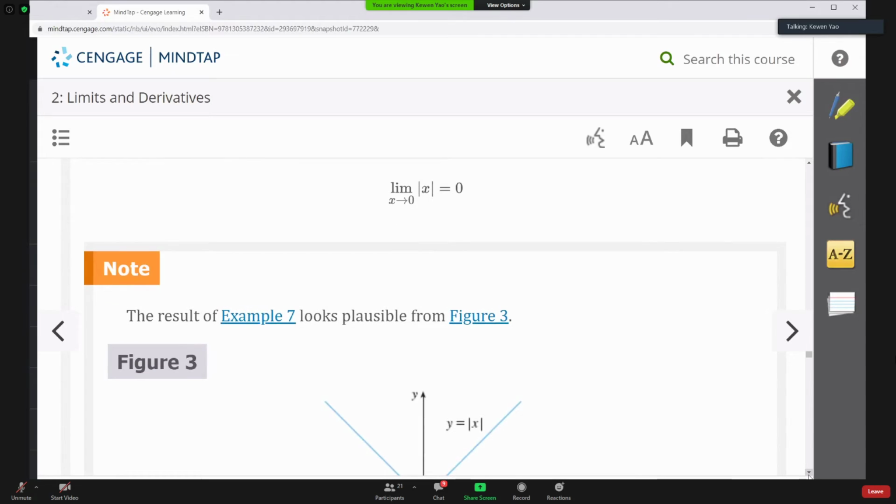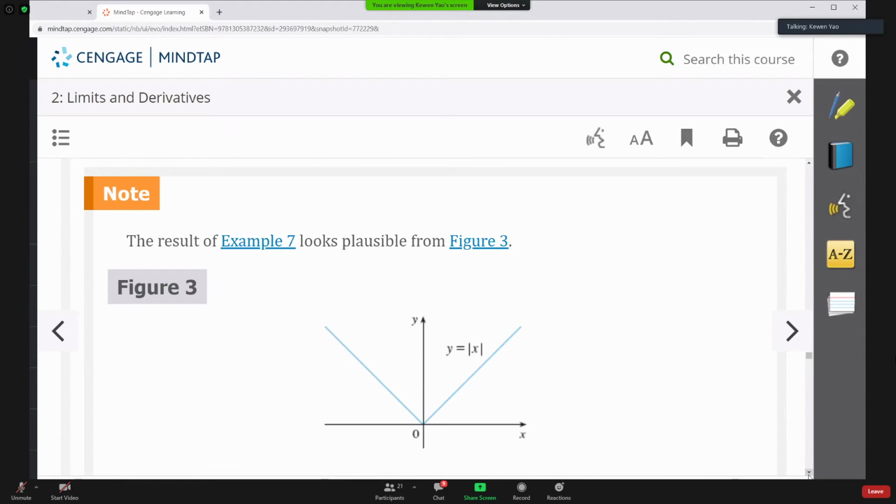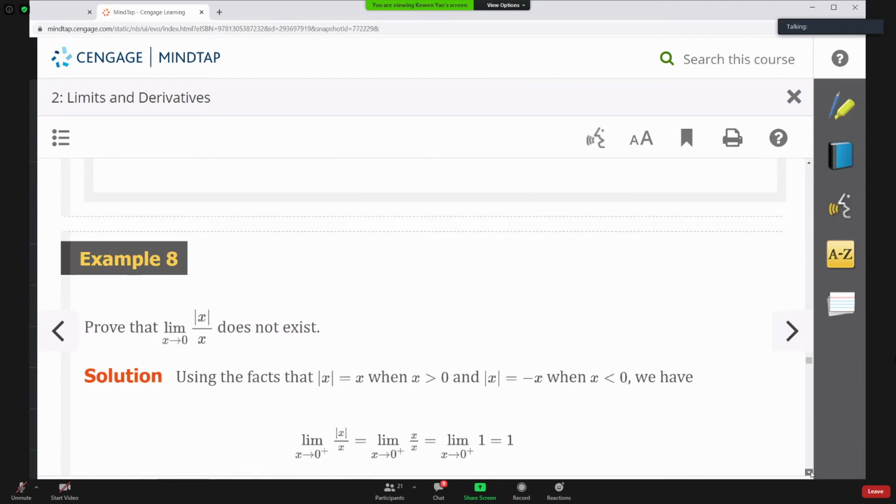Now this is the picture. Don't forget that. The picture for absolute value x. It's a V, remember? It's a V-shaped curve, as I told you. Easy to remember. How to sketch? You have to sketch two pieces. This is the right piece, this is the left piece. You have to remember how to sketch these simple functions.